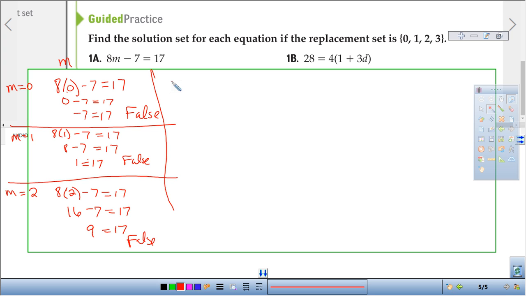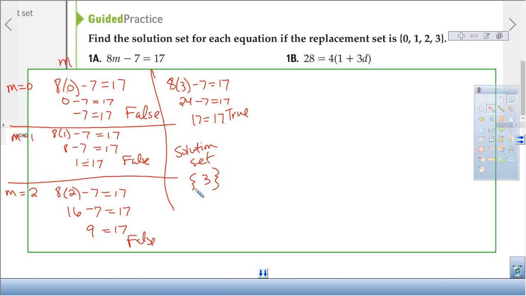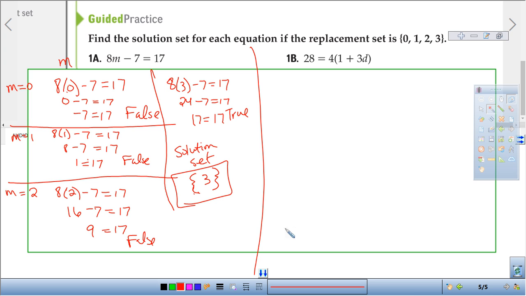Let me squeeze this one in here. 3. Okay, 8 times 3 minus 7 is equal to 17. 24 minus 7, is that equal to 17? Oh, actually that is. 17 is equal to 17. So we're going to put true here. So the solution set, the set of all solutions for this one, is only going to be the number 3. Okay, there's my solution set. Anybody have any questions there? If not, try 1B already.